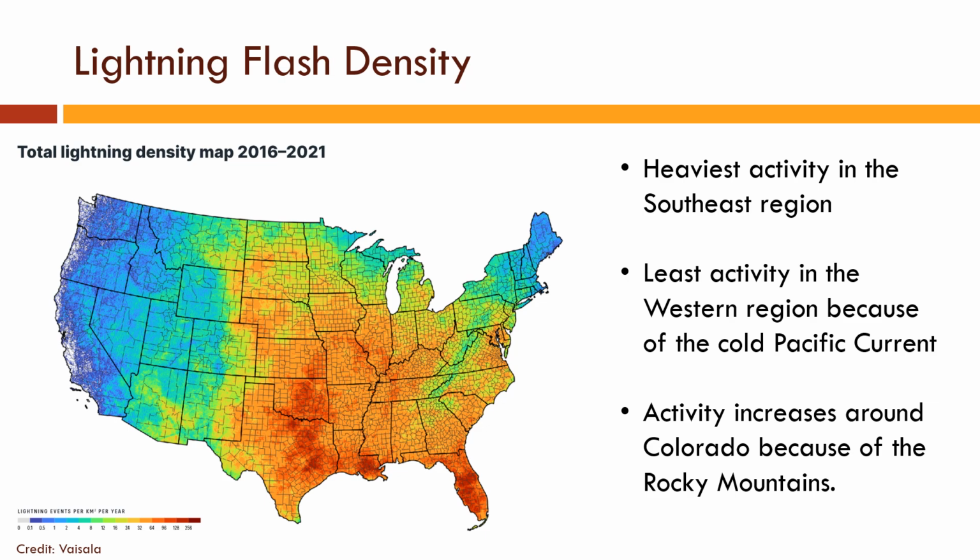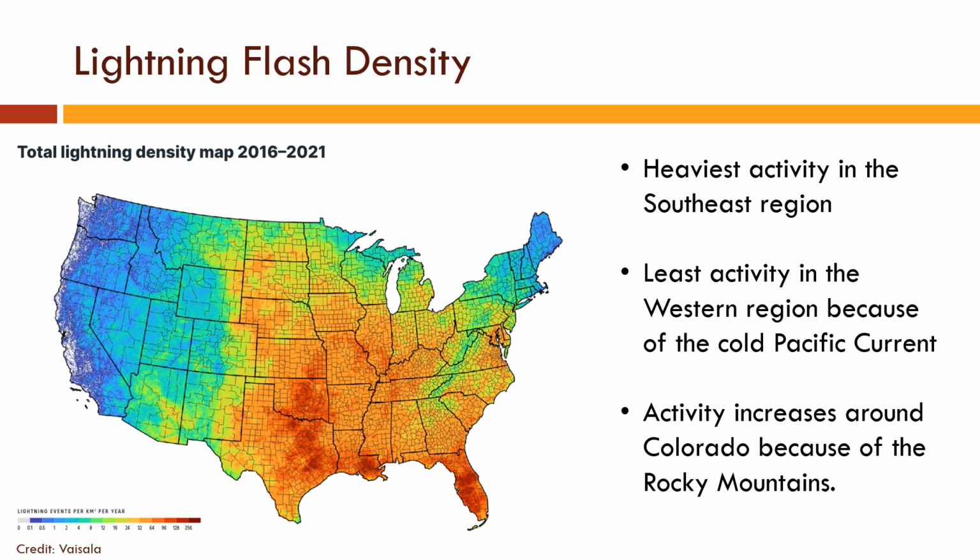And here's a map just supporting what I just said. This is the lightning flash density distribution across the United States. You can see that the heaviest activity is in the southeast region. That's because it is a very warm area and it has a lot of abundant moisture available in it because of that Gulf of Mexico.